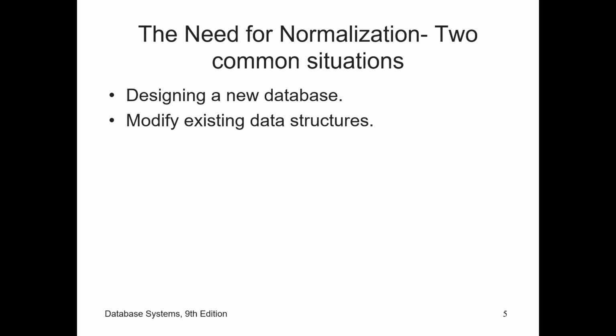The second situation is, alternatively, database designers are often asked to modify existing data structures that can be in the form of flat files, spreadsheets, or older database structures. Again, through an analysis of the relationships among the attributes or fields in the data structure, the database designer can use the normalization process to improve the existing data structure to create an appropriate database design.